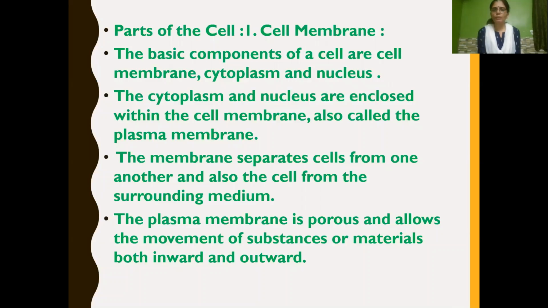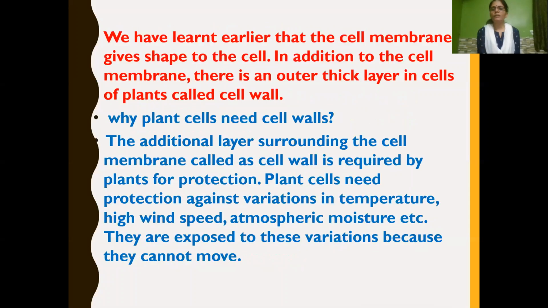And cytoplasm and nucleus are enclosed within the cell membrane, also called as plasma membrane. Cell membrane encloses cytoplasm and nucleus. Cell membrane is otherwise called as plasma membrane. And what are the functions of plasma membrane? The plasma membrane separates cell from one another and also the cell from the surrounding medium. As the plasma membrane is porous, it allows the movement of substances or materials both inward and outward. And also we have learned that cell membrane gives shape to the cell.